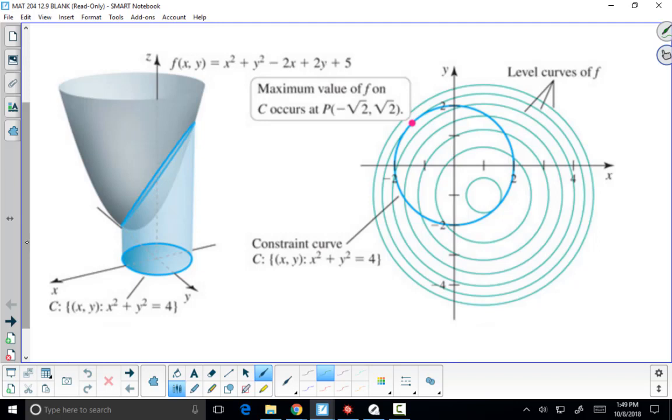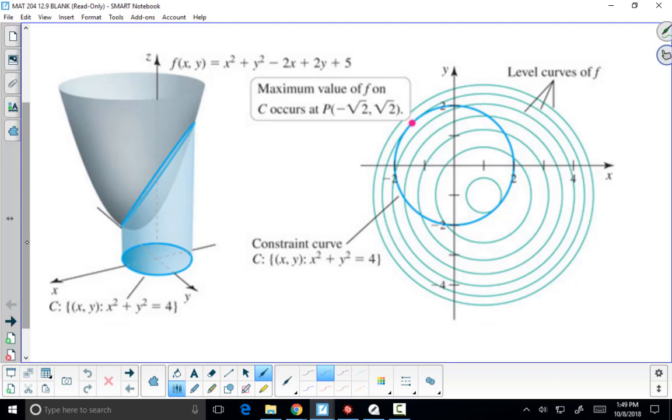We could get at it using the techniques from 12.7, but here's how we're going to do it with 12.9 with Lagrange multipliers. What we have to do is observe the following. The idea is that the level curves for the paraboloid are here in green, and our constraint curve is in blue. That's the curve down in the xy plane, that circle of radius 2, diameter 4.